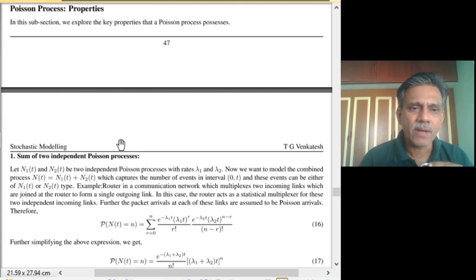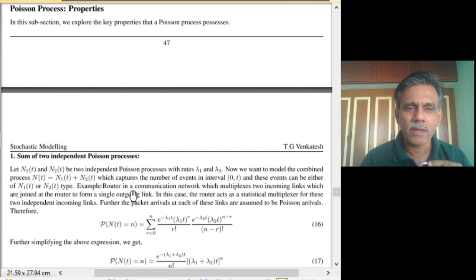Supposing we have a router in a communication network where we have two links from which packets can arrive to the router. We have already modeled the arrival of packets through one link to be a Poisson stochastic process with a rate lambda 1. Similarly, the arrival of packets through the other link is also modeled as a Poisson stochastic process with a rate lambda 2. Now the packets that have arrived from both the links, link 1 and link 2, are together stored in a buffer and they are being serviced.